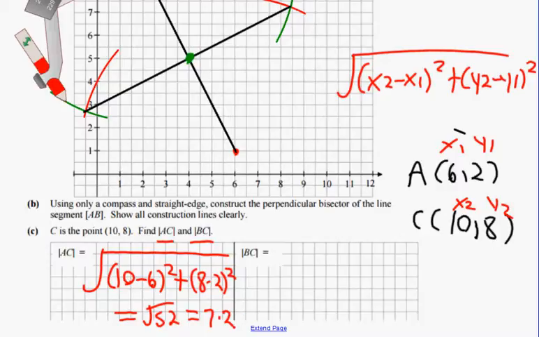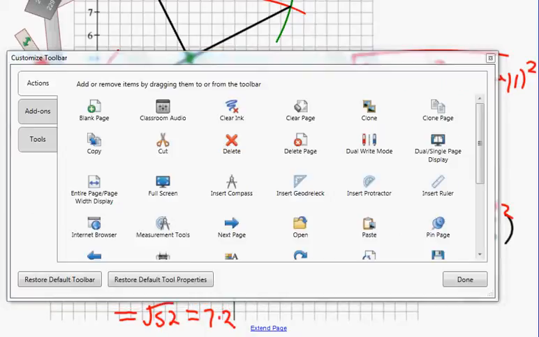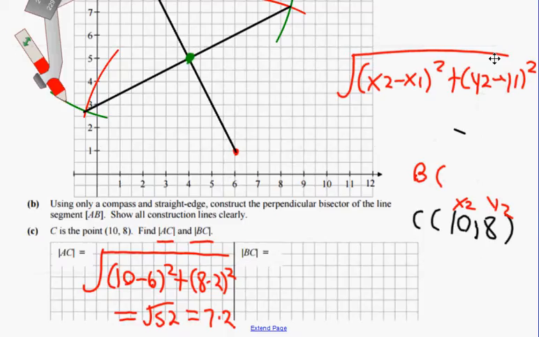Okay, what about the next one? Instead of doing A to C, we're now going to do B to C. What's point B? 6, 1. Oh, wait a second, I made a mistake with the last one. Sorry guys. A was 2, 9, not 6, 2. What point is A? 2, 9. Yeah.